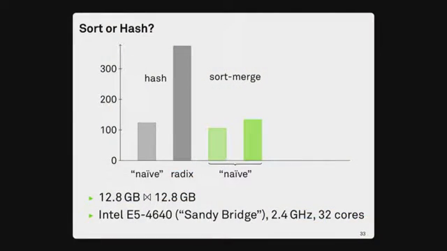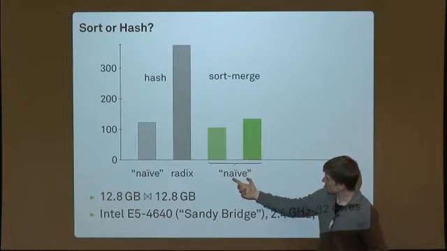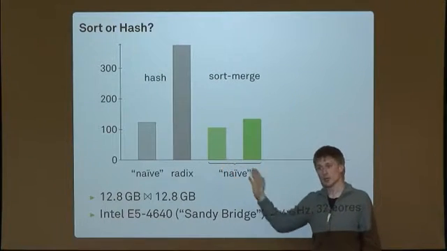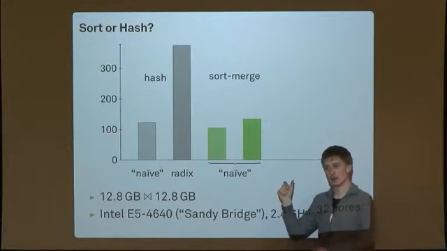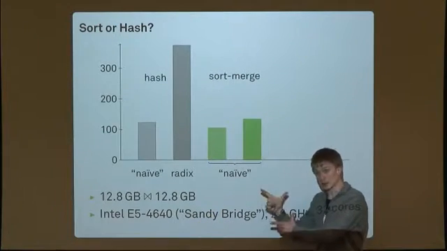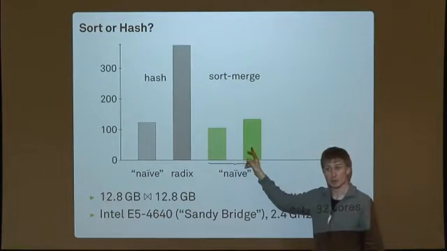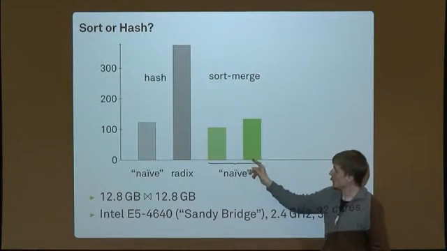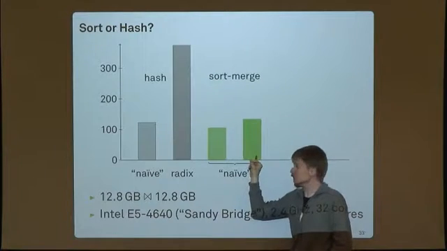Sort merge in comparison to that. What I'm showing here is two sort merge implementations. Basically, it's the two strategies that I had on the slide before. It's the MPSM strategy and the one that uses total global sorting. So this is MPSM and this is global sorting. So our experiments show that global sorting is actually advantageous in the end.